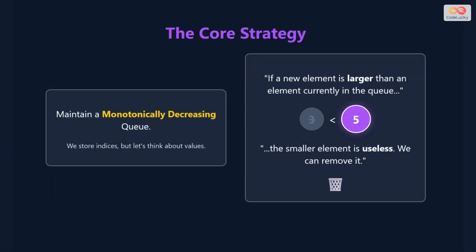Here is the secret sauce. We will maintain a monotonically decreasing queue. This sounds complex, but the logic is simple. If we encounter a new element that is larger than elements currently in our queue, those smaller elements are now useless. They can never be the maximum again because the new, larger element will stay in the window longer than they will. So, we discard them.